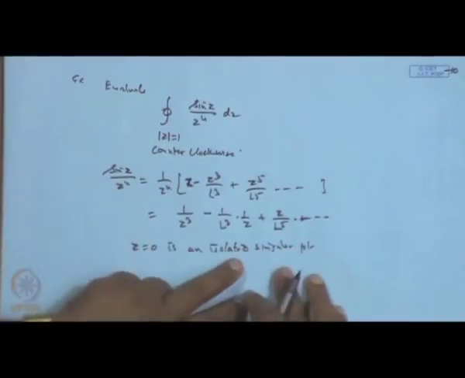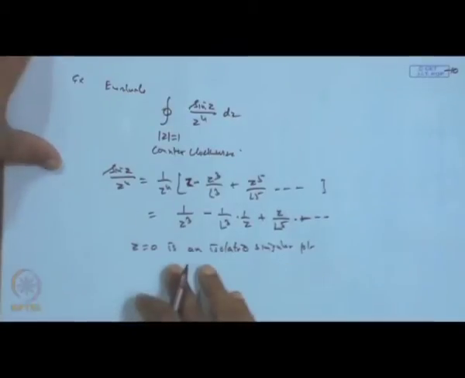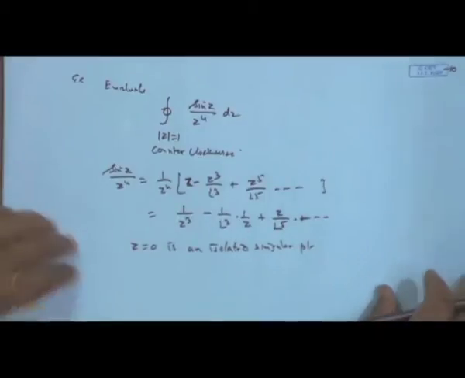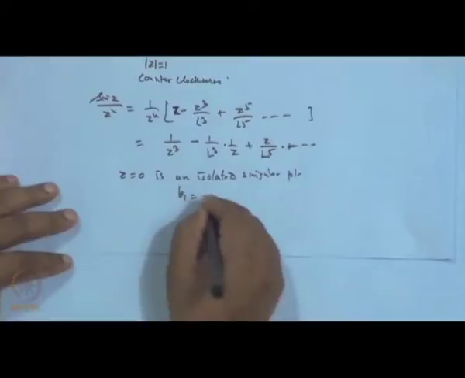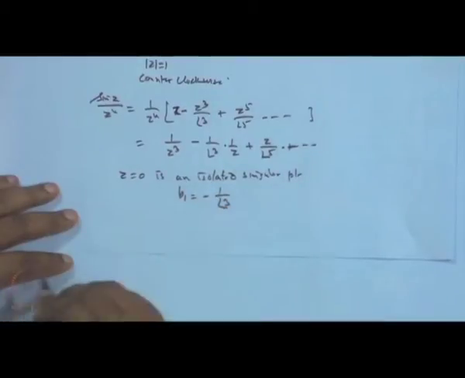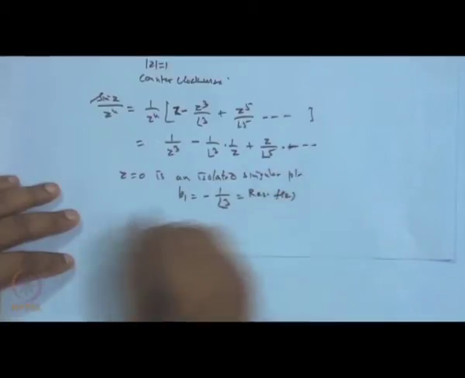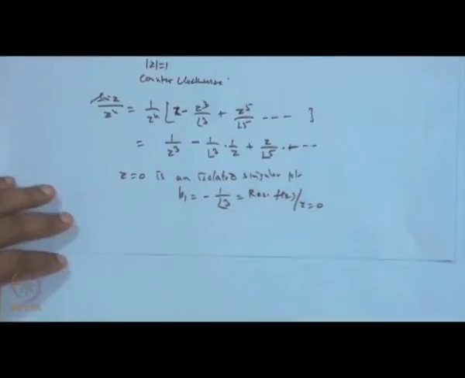Z equal to 0 is an isolated singular point, and of course a pole of order 3. Then what is our residue coefficient? b 1 here comes out to be minus 1 by factorial 3, that is the residue of the function f z at the point z equal to 0.